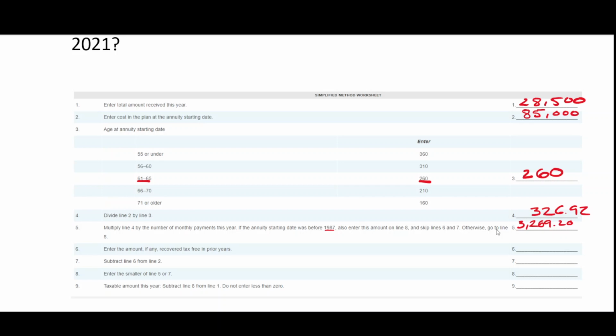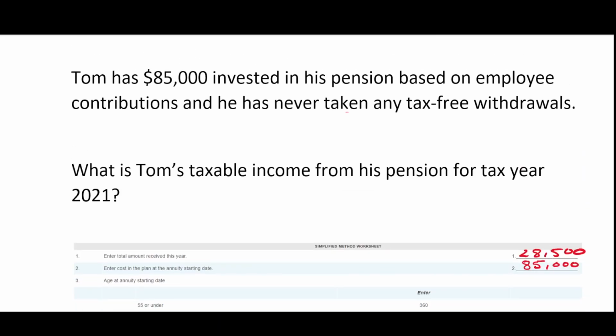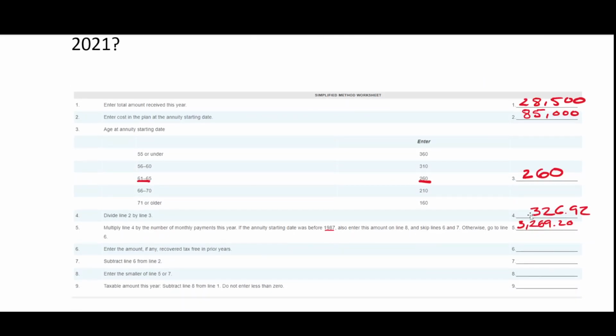Enter the amount, if any, recovered tax-free in prior years. Remember from the problem, it says that he has never taken tax-free withdrawals. So that number will be 0. And then we subtract line 6 from line 2. So we take this 0 from line 2, and we end up with the same 85,000.